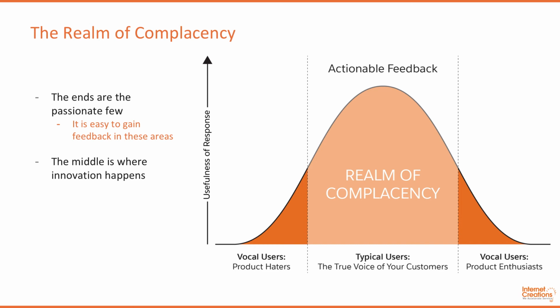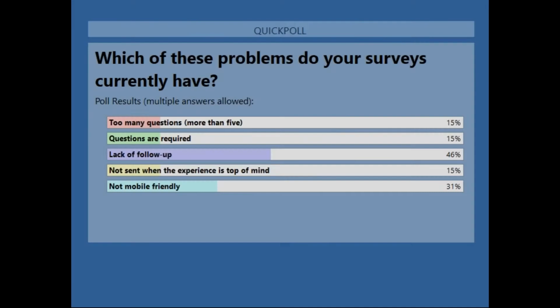So what I'm actually going to do is share the results of this poll. A couple things that we're seeing in general, the top two things are lack of follow-up and not mobile friendly. Those are super important. And I'm glad to see that lack of follow-up is really there, because we're about to talk about that as a key point in your business process. It's also nice to see people are suffering with too many questions, as well as having required questions and not sent when the experience is top of mind.